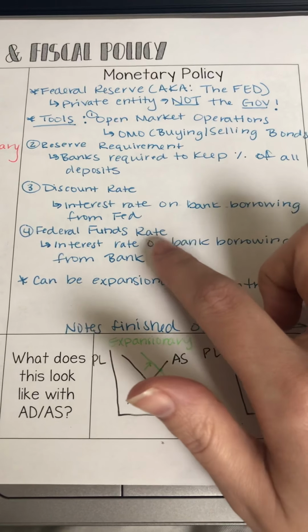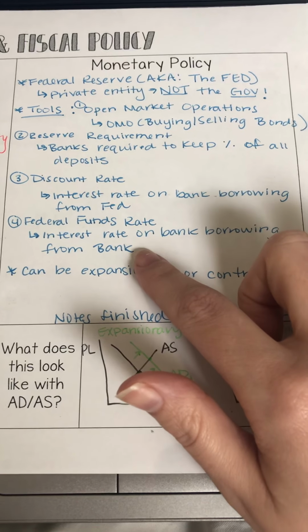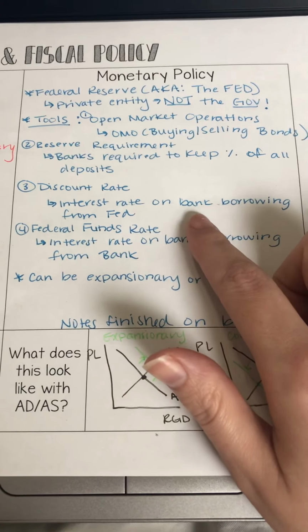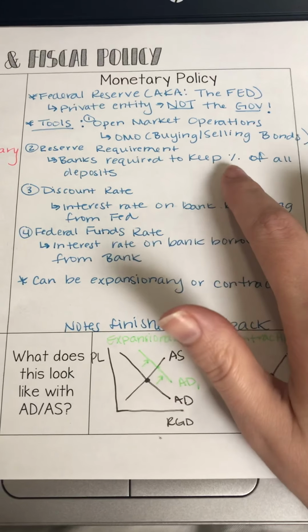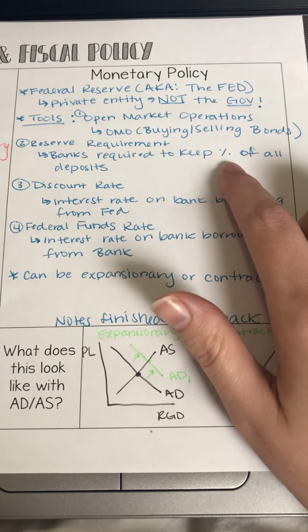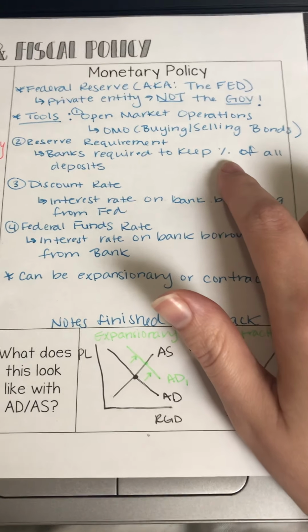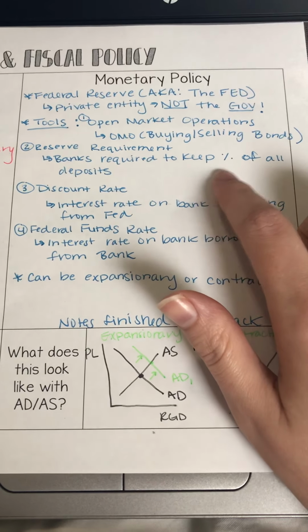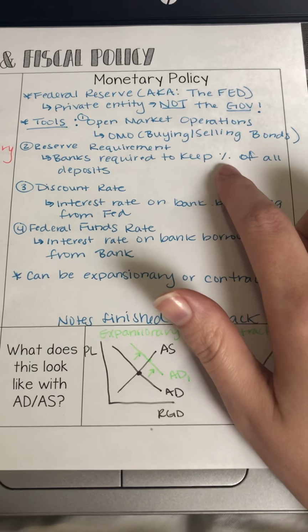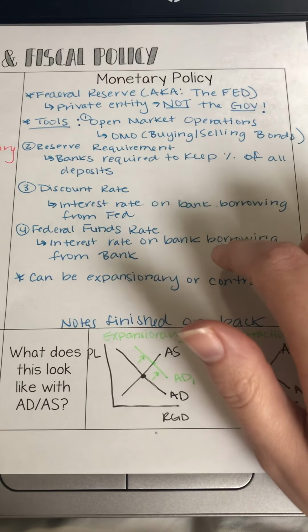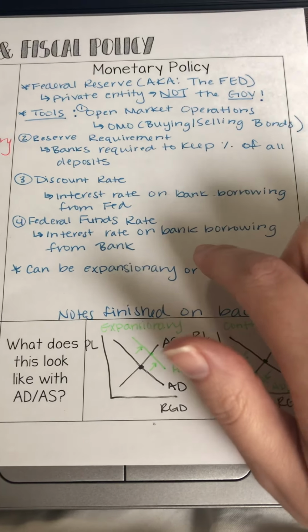Next is the discount rate and the federal funds rate. These are very similar. Every now and then, a bank needs money. A lot of that ties into this reserve requirement. If the Fed makes a change and a bank has loaned out too much money, it needs to add more money to keep this percent at whatever the Fed says the percent has to be. So occasionally a bank will have to borrow money.